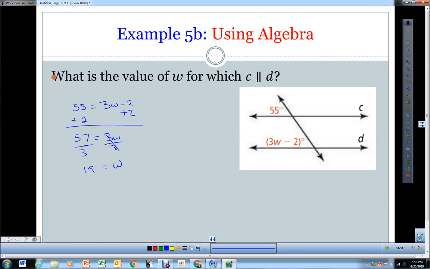All right, hopefully you were able to see that these two were corresponding angles, and corresponding angles are congruent in parallel lines. So to find w, we're going to set these two angles equal to each other, because it has to be a true statement. So 55 is equal to 3w minus 2. Add 2 to get 57, divide by 3 and get 19. So the answer for w is going to be 19 degrees. And that concludes lesson 3.3.